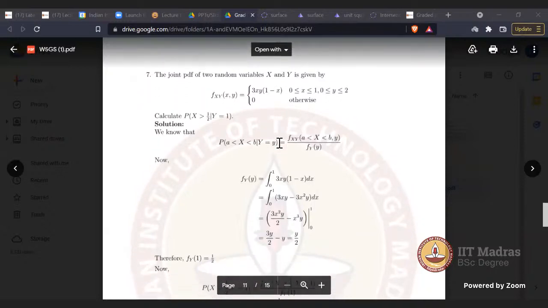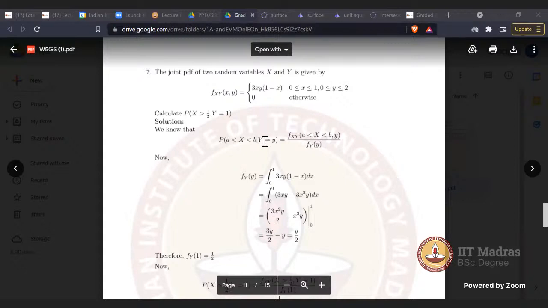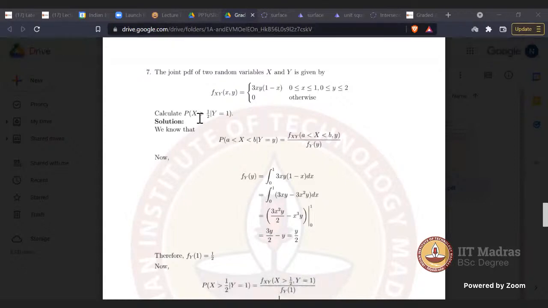First we'll see this question. I don't know what formula you're talking about. We had to just find the conditional density. So you have to find the probability that x greater than half given y equals 1. You just have to use the formula for conditional probability. We can write this as probability x greater than half and y equals 1, divided by probability that y equals 1. So how do you find probability y equals 1? This is just the marginal density of y at 1, right?